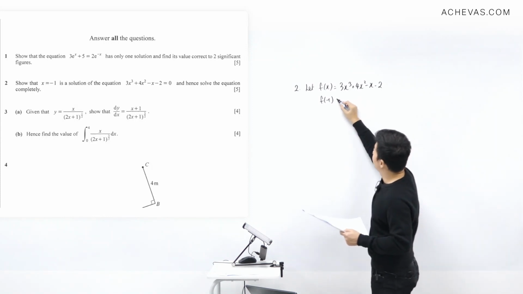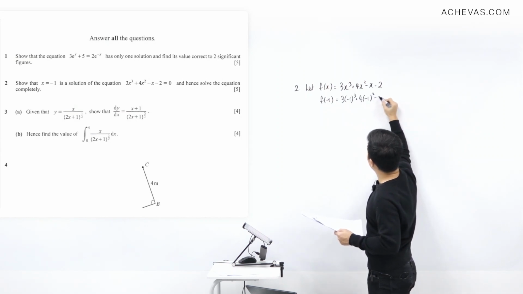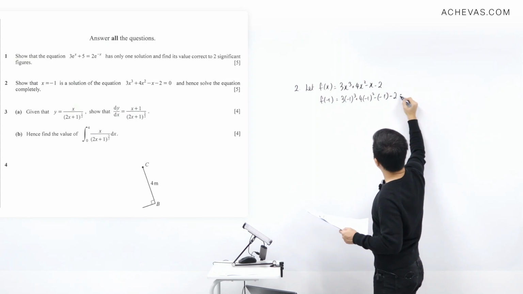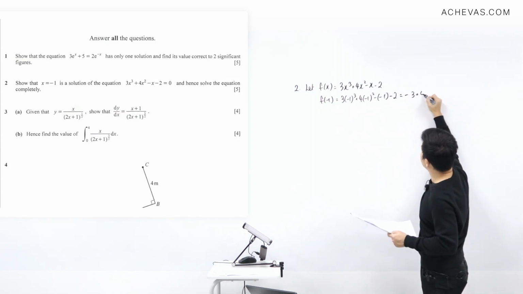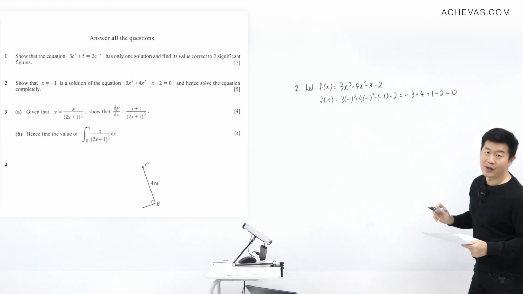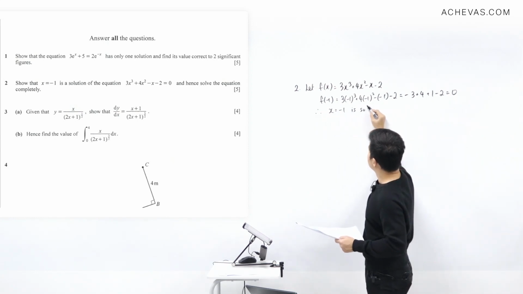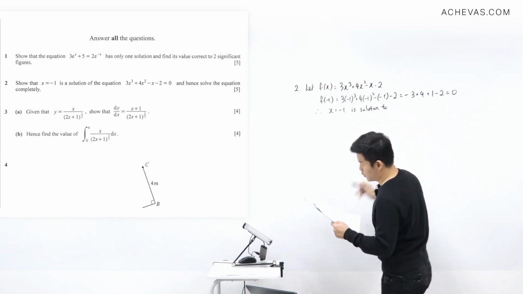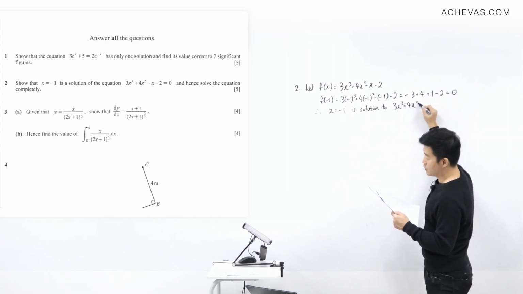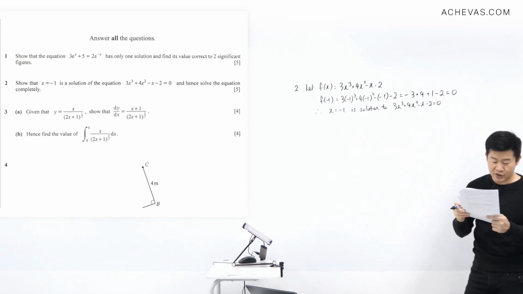Because if that is happening, then x is equal to minus 1 is the solution. So this is equal to 3 times minus 1 to the power 3, plus 4 times minus 1 squared, minus x is going to be replaced by minus 1, so here is minus 1, then minus 2. So we have a minus 3 plus 4 plus 1 minus 2. And this is equal to 0. Okay, so therefore we can say that x is equal to minus 1 is the solution to this equation, which is 3x cubed plus 4x squared minus x minus 2 is equal to 0. And hence we are supposed to solve this equation completely.